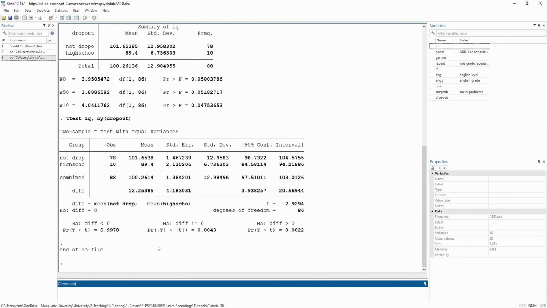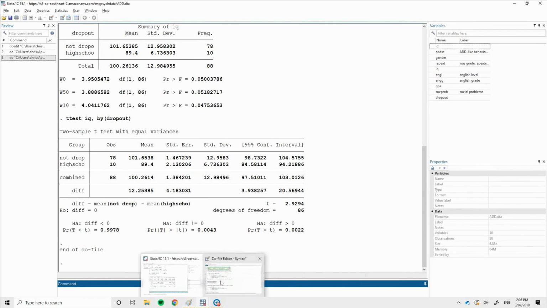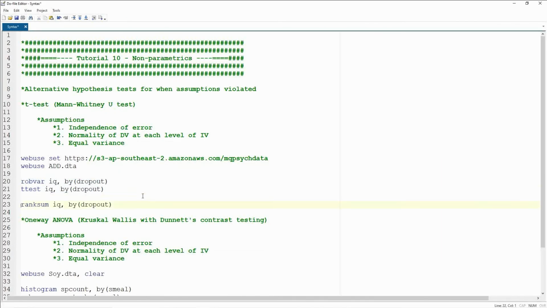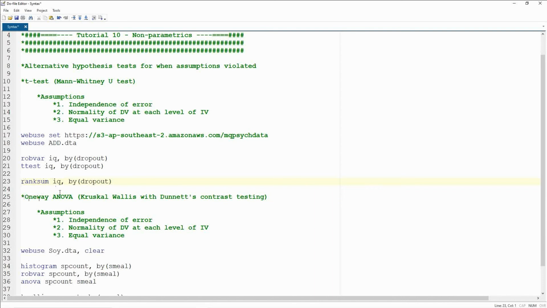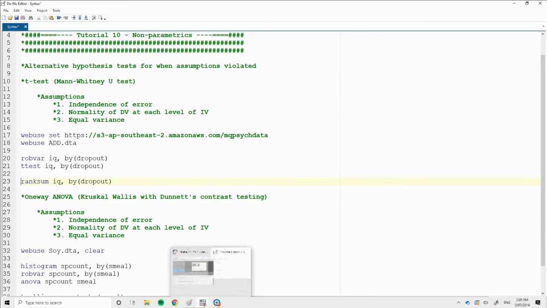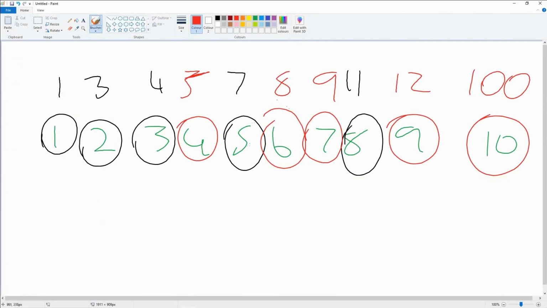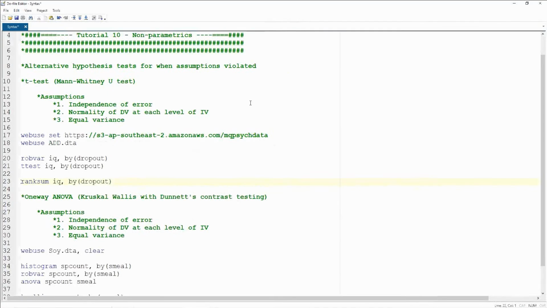If we look at the t-test statistics, it does say that there is a difference between my means, suggesting that those who don't drop out of high school have a higher IQ. That kind of makes sense, but nevertheless, let's just be a little bit more careful and rerun this as a nonparametric analysis. So here we're going to use the command ranksum. So for the t-test, we're going to be taking that rank sum approach that I showed you earlier, where what we're doing is we're ranking each of our scores and then summing them up. So ranksum IQ, because that's our DV here, and then by dropout.